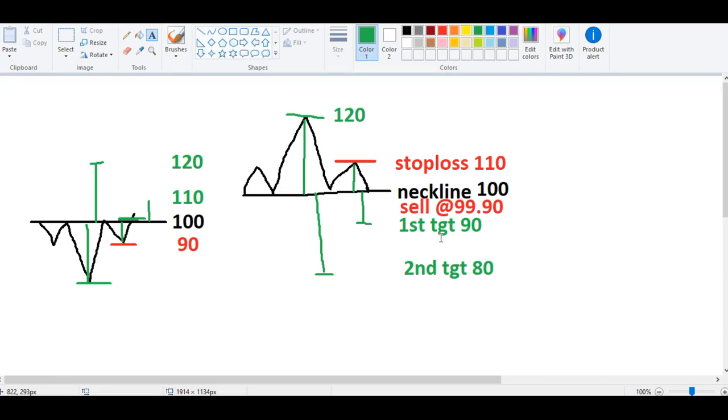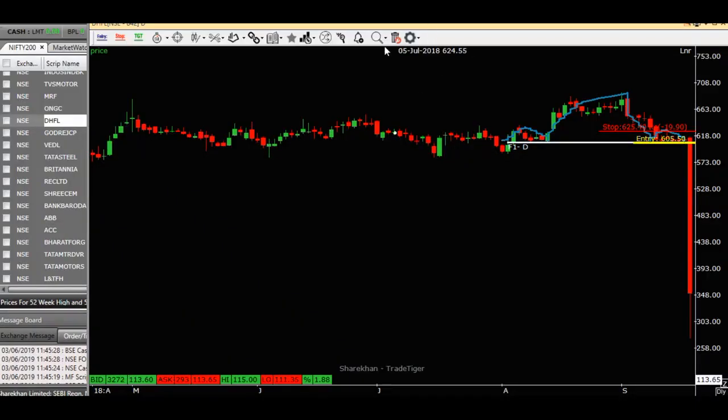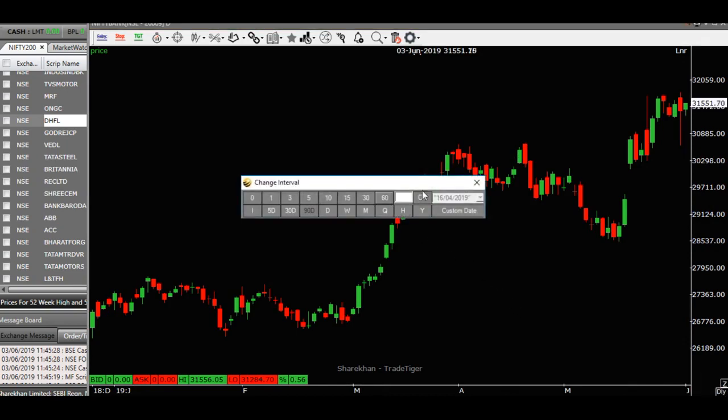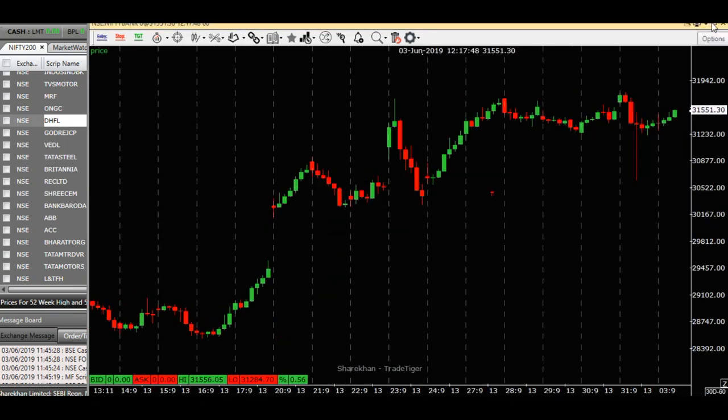The best thing I would suggest is open a few charts and look for these patterns, practice them, backtest them, and see how they worked out in the past and how they can play out in the future when you see them. These patterns work out beautifully. I showed you on the daily time frame. If you want to see it on the hourly time frame, I can show you one quick example here.